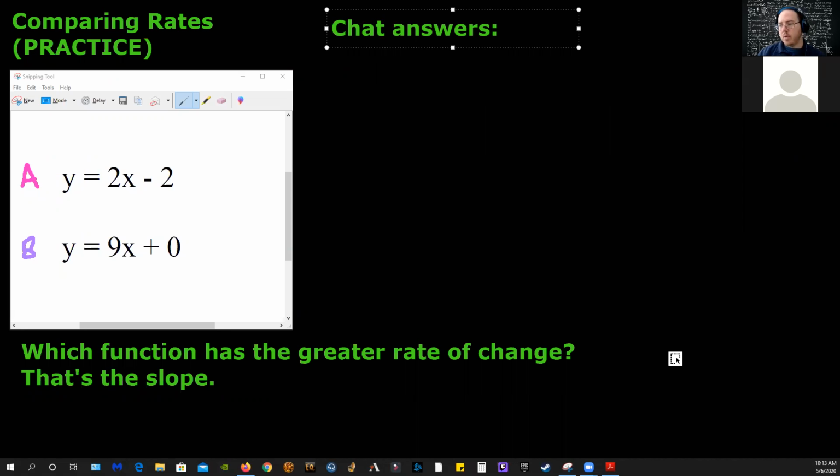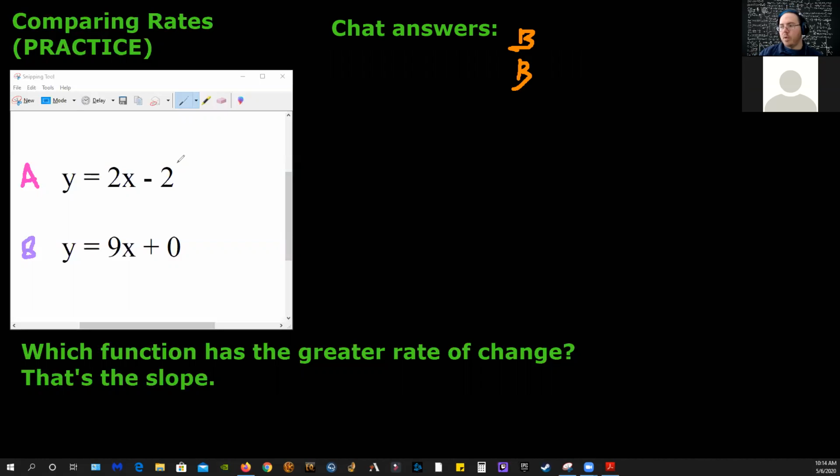All right, which one has the greater rate of change? I got 2 answers from chat so far. We got someone thinks it's B, someone else thinks it's B. Anybody else want to chime in?